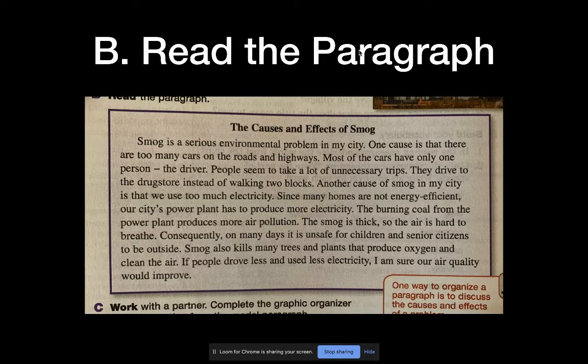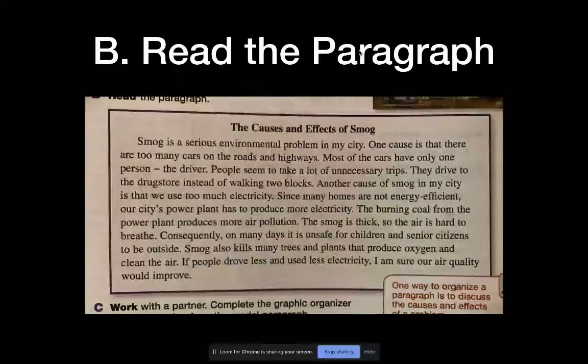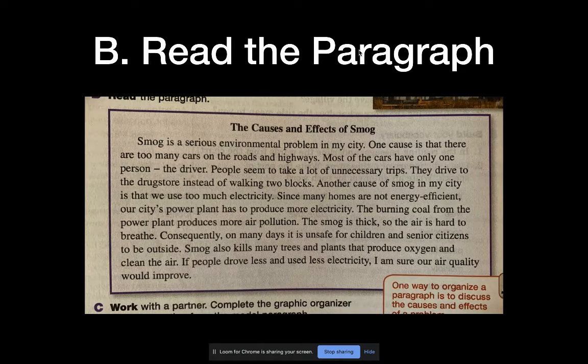And then it adds another detail. People seem to take a lot of unnecessary trips. So in the next sentence it says, instead of walking 2 blocks, they drive 2 blocks, which is not very far. You can walk easily to the drugstore, for example. So those details are, we say, elaborating. They're giving you more explanation about that cause. Again, what's the cause of the smog? There are too many cars on the roads. Okay? And this goes on to explain why there are too many cars, right?